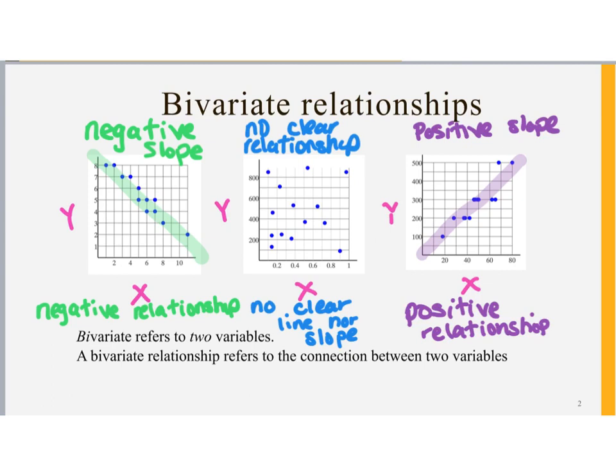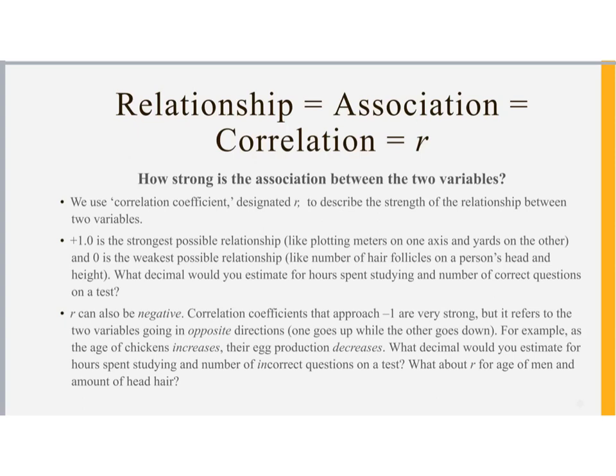The direction of the slope is also the direction of the relationship, because the line is the indicator of whether or not there appears to be any trend or relationship among the dots. In contrast, graphs that are similar to the one in the middle are said to have no relationship because there's no clear trend or line and thus no clear slope. When we're looking for a relationship or association between two quantitative variables, as statisticians, we call this a correlation. So the terms relationship, association, and correlation are basically synonyms.